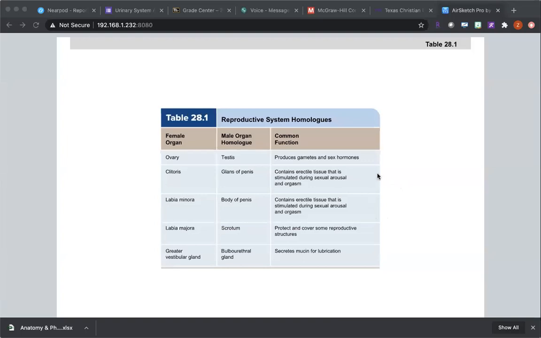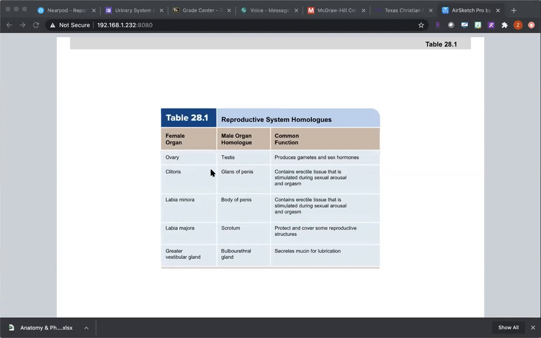So that's that. Let's look at some homologous structures here, and this is what this table is showing us. Just so you understand what homologous structures mean, homologous structures are corresponding structures. What we mean by that is that they originate from the same primordial tissue during fetal development, and then they develop into different structures. They're going to look different and have slightly different function, but the general function is going to be the same.